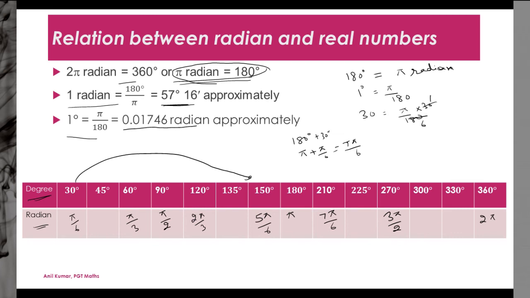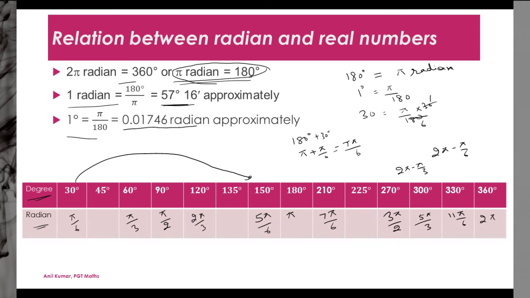Then if I have to find this 300 degree and 330 degree. So 2 pi minus 30 degree. 2 pi minus pi by 6 will give me 330 degree. So it will become 11 pi by 6. And 2 pi minus pi by 3, that is 60 degree, will give me 5 pi by 3.